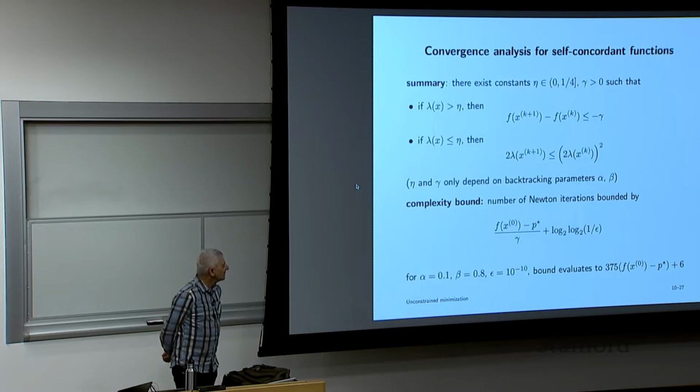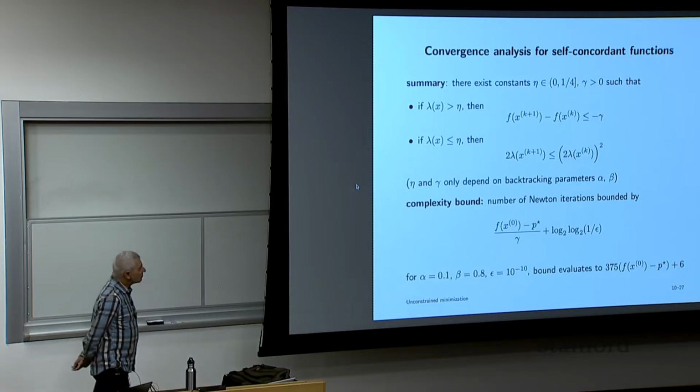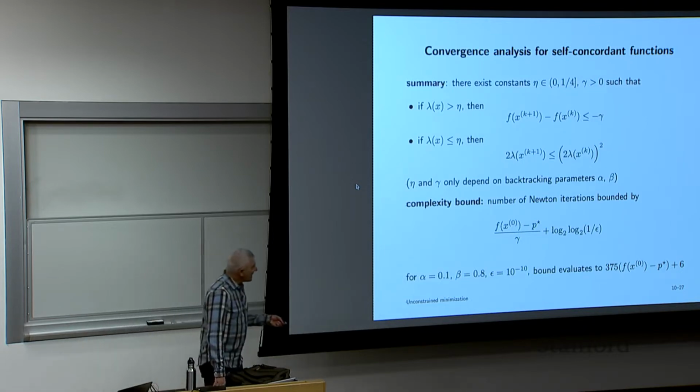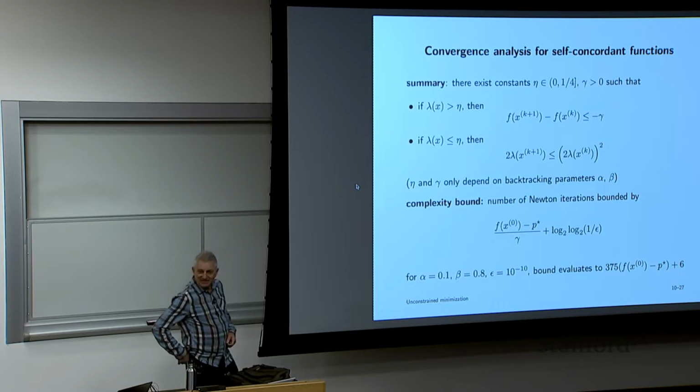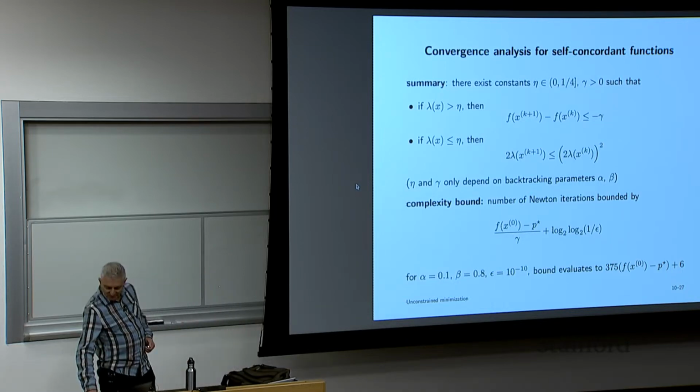that's the idea. Okay. Yeah, and if you work this out, this is a sloppy analysis that Boyd and Vandenberghe did. You get something like 375 times the difference. In fact, if you do a more careful analysis, you can get like 11. I think that's the one that Nesterov and Nemirovski came up with.